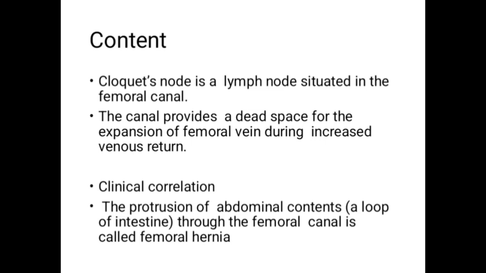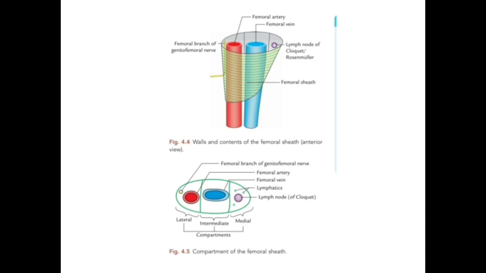For clinical correlation, remember the femoral canal is just a dead space. It can allow herniation of the intestine, causing a femoral hernia. This is an important clinical correlation. Now, in any anatomy question given to you, it's always important to have a sketch, a diagram that will help you. It's 50 marks, always sketch something.